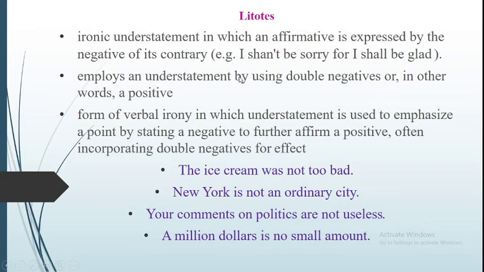The last one is litotes. It is an ironic understatement in which an affirmative is expressed by the negative of its contrary. For example, I shan't be sorry, for I shall be glad. So you are emphasizing an affirmation, but by negating its contrary. It employs an understatement by using double negatives, or in other words, a positive. It is a form of verbal irony in which understatement is used to emphasize a point by stating a negative to further affirm a positive, often incorporating double negatives for effect.